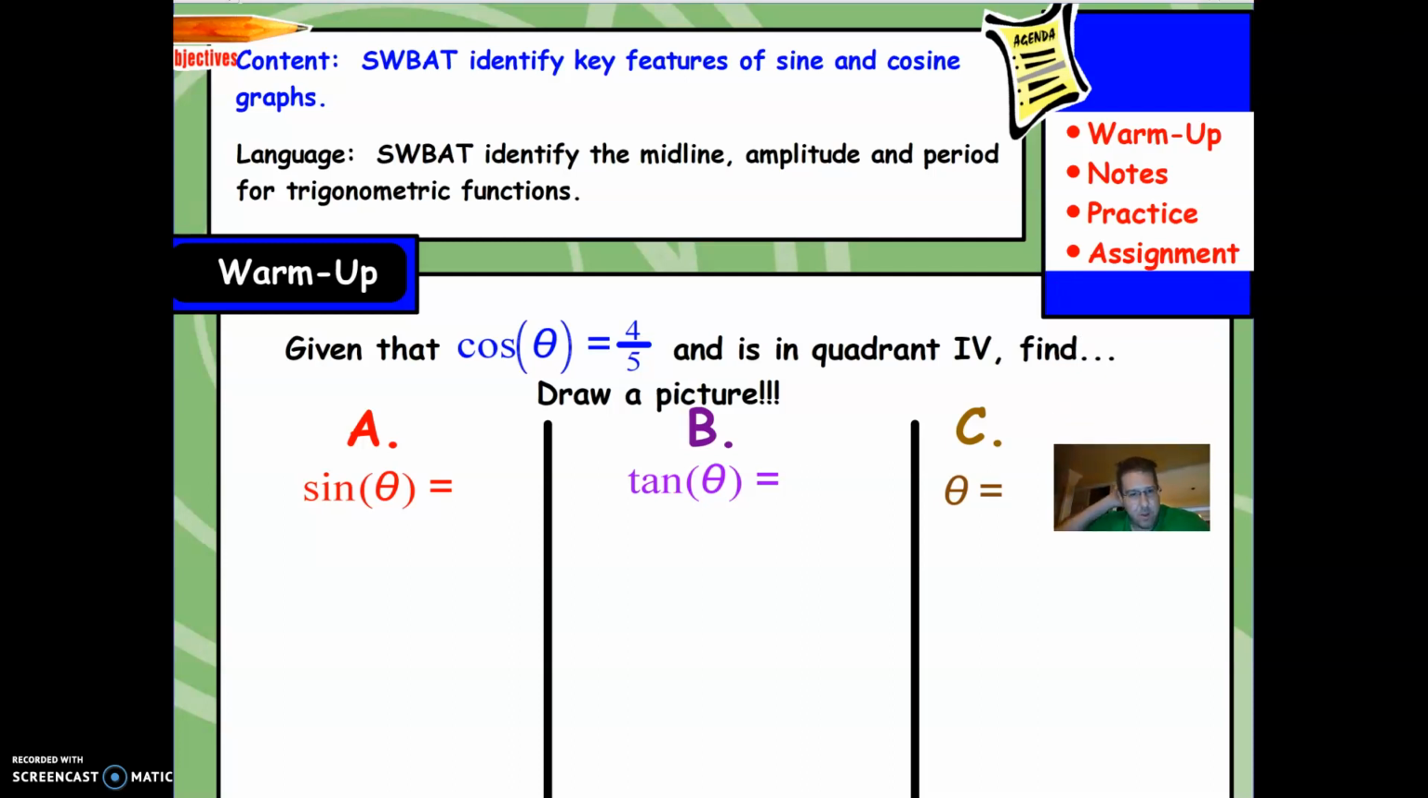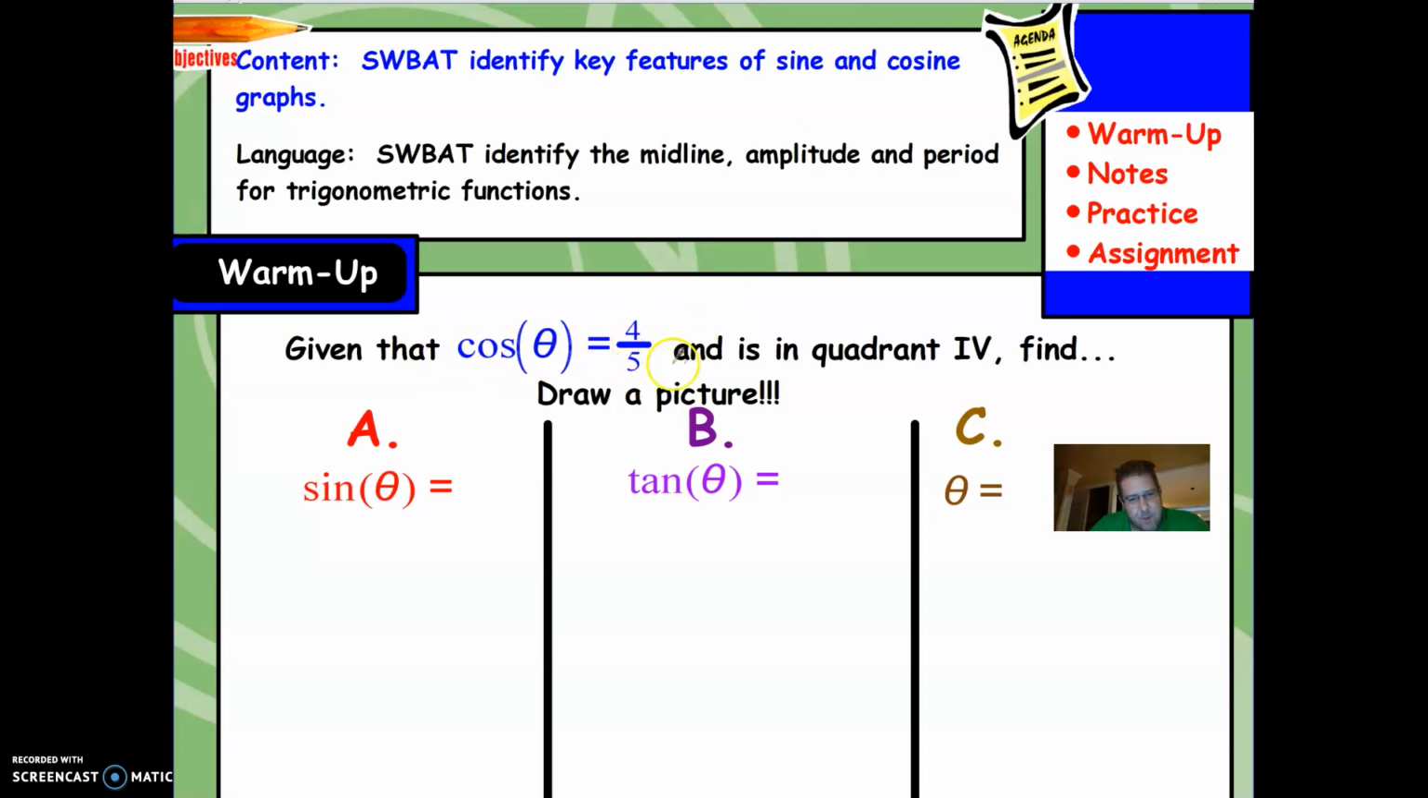Unit 3, Topic 2, SLT7. We are going to be identifying key features of sine and cosine graphs so that in the next video, you can take the equation and graph it, which is kind of the opposite of what we're doing this time. We're looking at graphs here and seeing what the key features are. All right, so we start off with the warm-up.